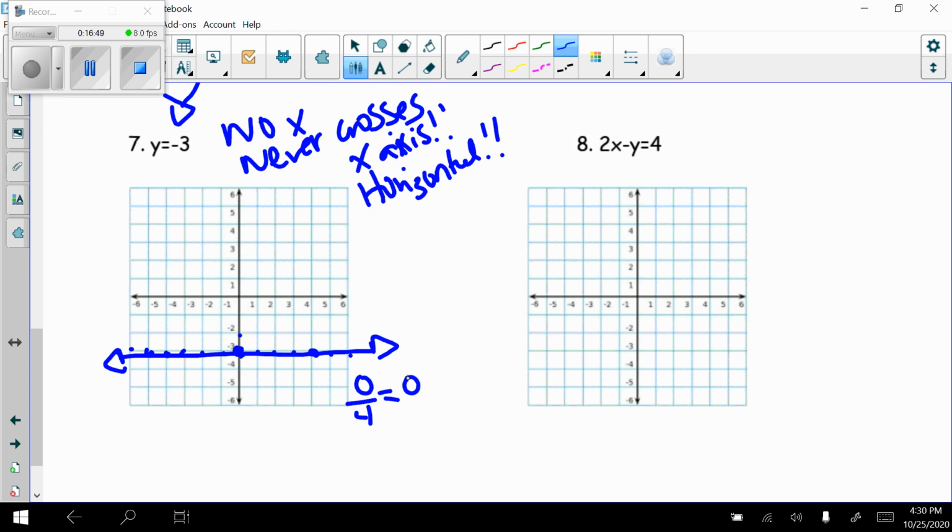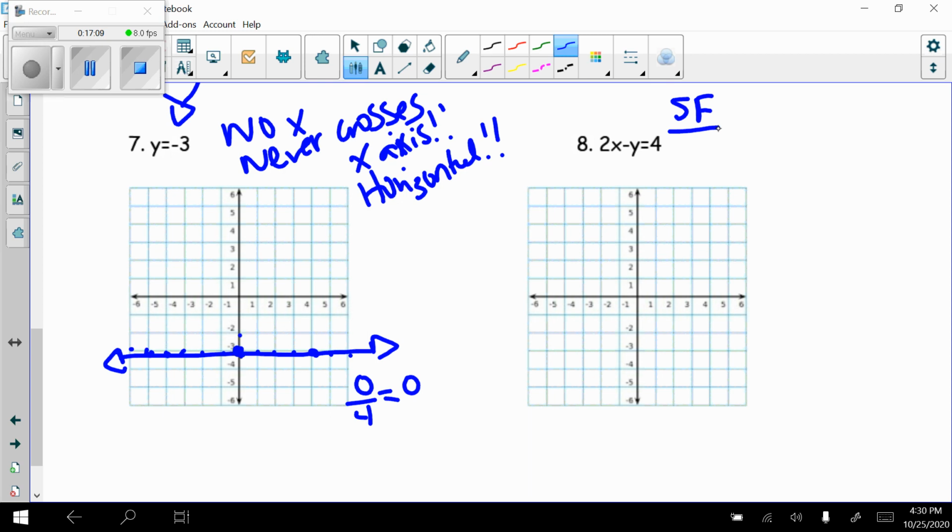All right, the last one that we're going to graph today, number 8, says 2x minus y equals 4. And notice x and y are on the same side of the equation. It's equal to a constant number. So this is in standard form. So standard form means I need to find my x and my y intercepts.